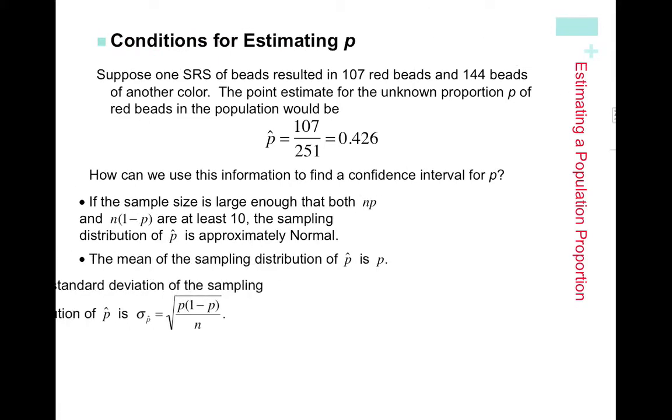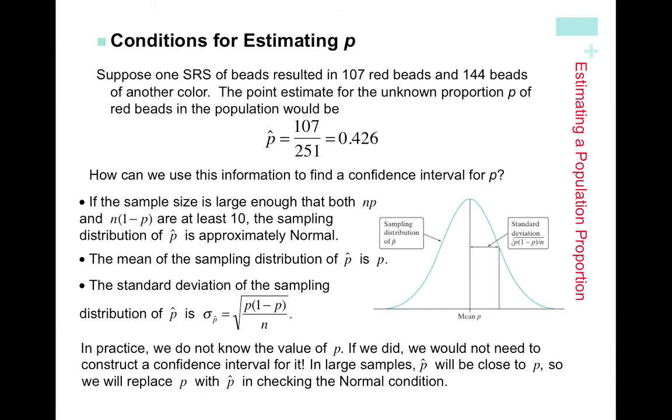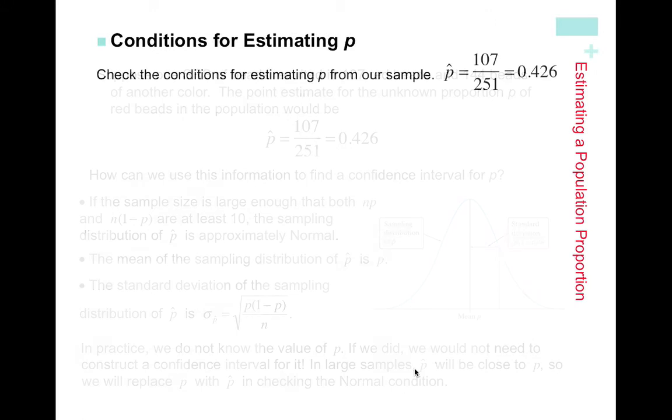Let's see here. This is an example. When you're doing a confidence interval for proportions, we're going to check that normal condition. Remember the mean, and this is the standard deviation formula that we're going to use, but we don't know what p is, so we're going to replace that p and the p here with p hat because we don't know what it is.